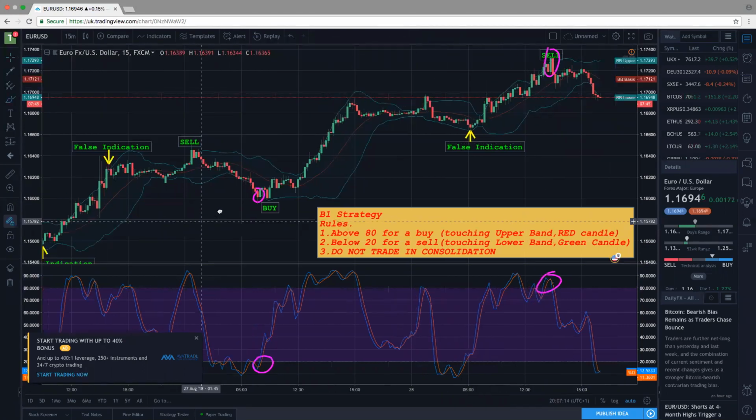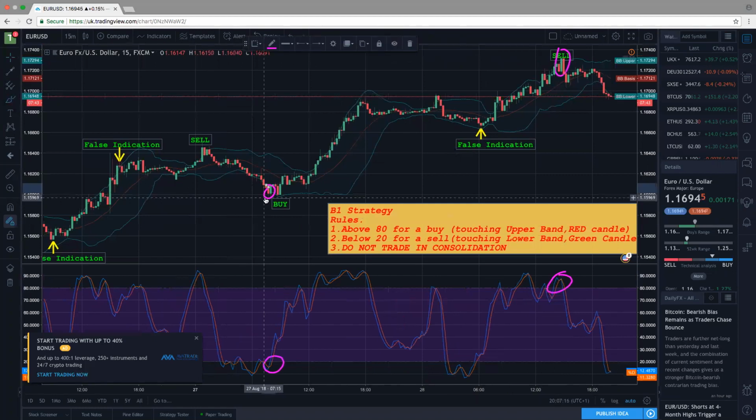And when you want to identify a buy, you need to make sure that the candle is touching the lower Bollinger Band, as you see here, and it has to be below 20, as you see here. So this is a good buy. The way you know it's a buy is when you see a green candle forming. So when you see a red candle, then a green candle, and it's below 20 and touching the lower Bollinger Band, that's a good indication that it's a buy.